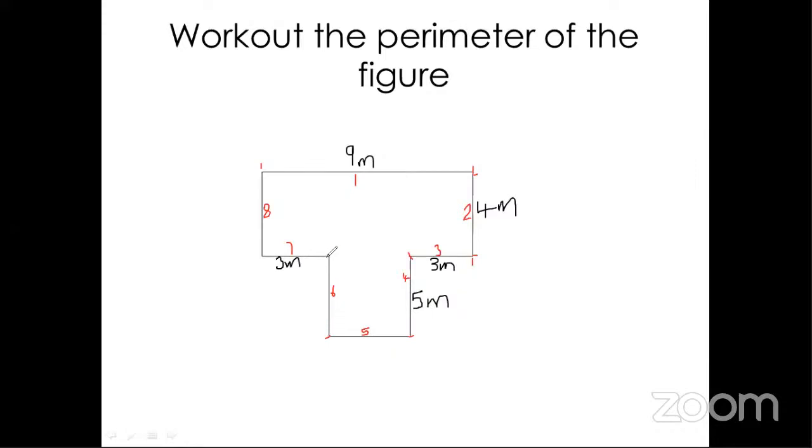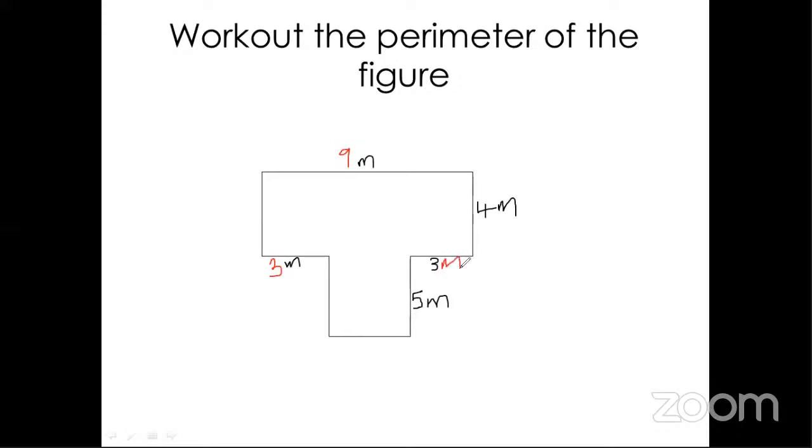From 5 running this side, that is 6. Then from this corner running up to here, that is 7. And then finally we have 8. So there are 8 sides in that figure that I gave you. Therefore, to find its perimeter, you are supposed to add all those sides. So we have here 9, here 3, and here also 3.